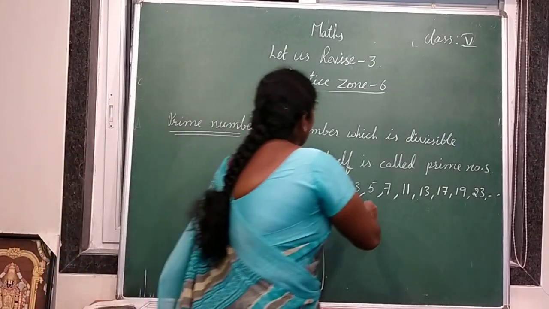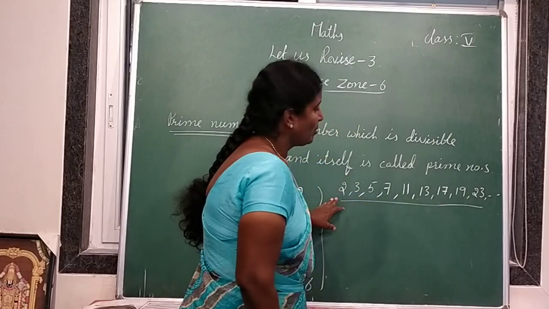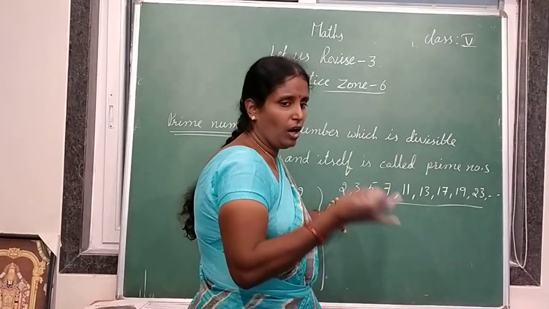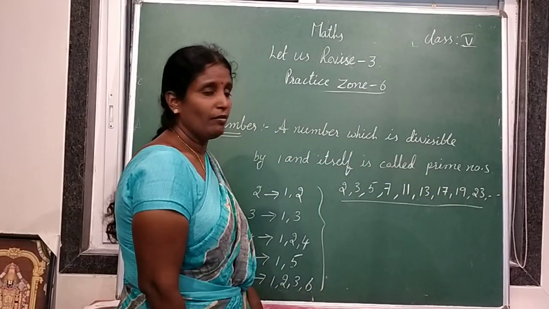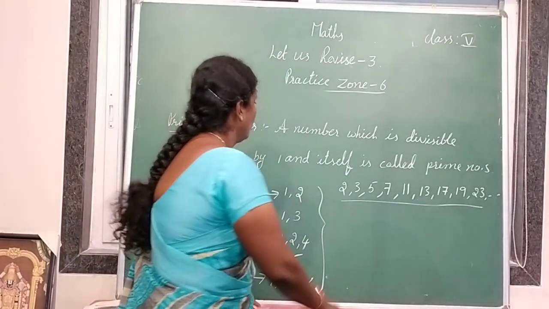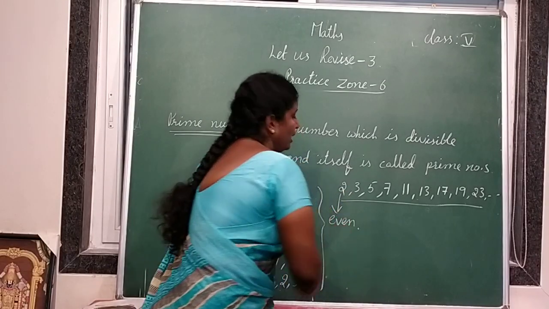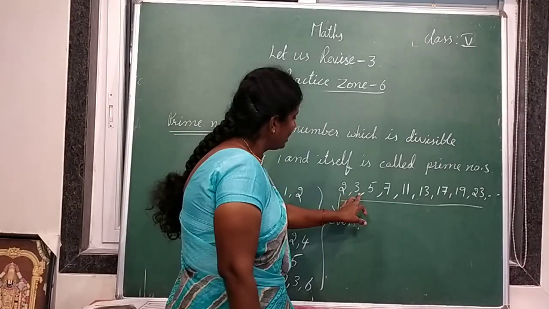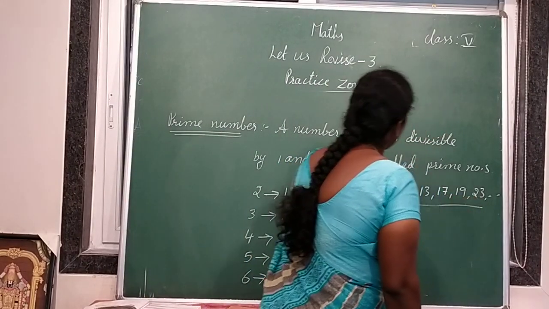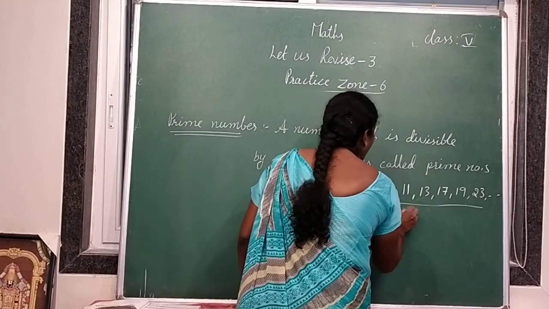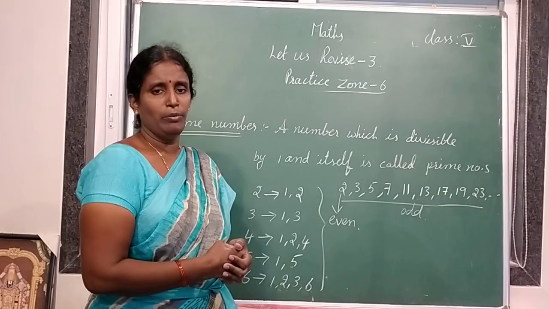Now once you see these prime numbers, in all these prime numbers, even numbers are there, odd numbers are there. So what are the even numbers here? 2 is an even number. And the remaining numbers are 3, 5, 7, 11, 13, 17, 19, 23. All these numbers are odd numbers. So only one even number is there in prime numbers.